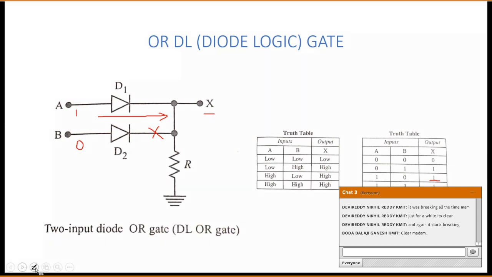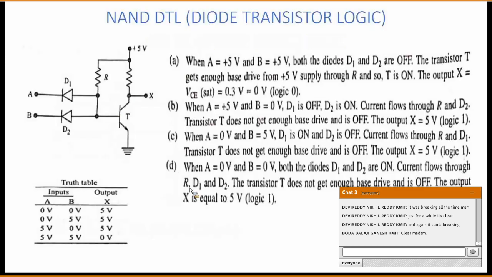And the last case, both are 1 and 1. So both are forward biased. The current will be flowing through both the diodes and the output is taken as 1. Output is also equal to 1. So 1 and 1, output is equal to 1. So this is about your OR DL gate.